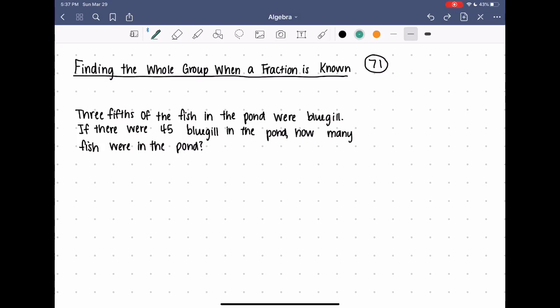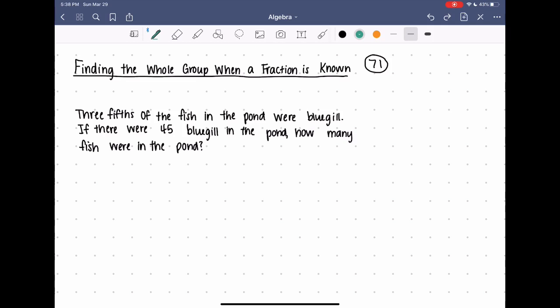Okay, welcome to lesson 71, finding the whole group when a fraction is known. So they're going to give us a couple different word problems here, and we're going to use the information that we find in the word problems to figure out the answer. So the first one says, 3/5 of the fish in the pond were bluegill. If there were 45 bluegill in the pond, how many fish were in the pond?